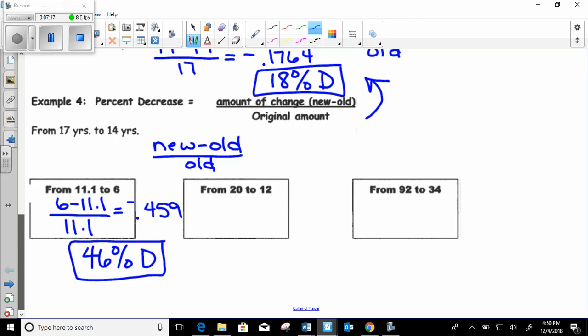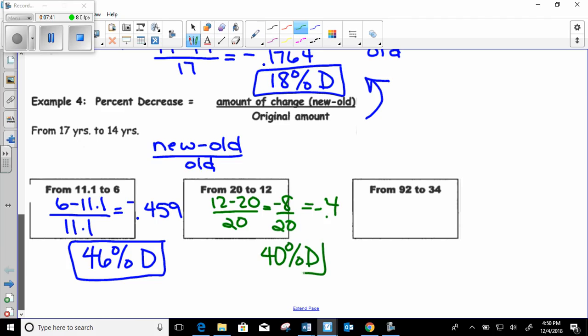Okay. The next one, let's use a different color. 12 minus 20 over 20. That gives me a negative 8 over 20, which gives me a negative 0.4. And that will be a 40% decrease.